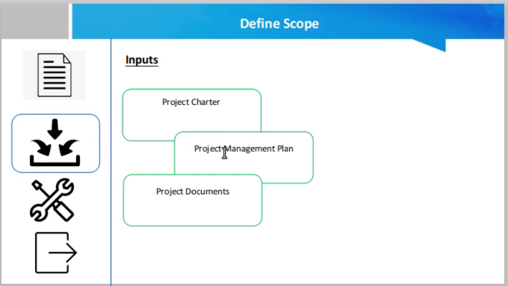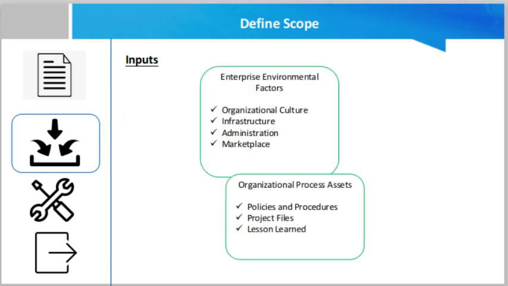Project management plan. Both project management and scope management plans have the same characteristics, but whereas the project management plan documents how the project scope will be defined, validated and controlled. Project documents are also a very important input for this process.